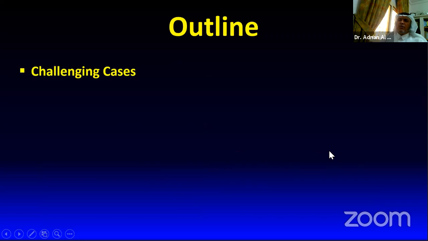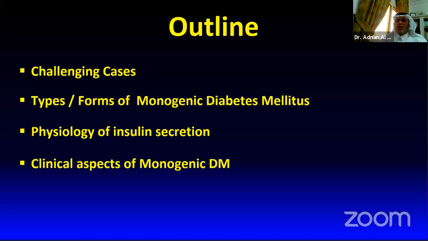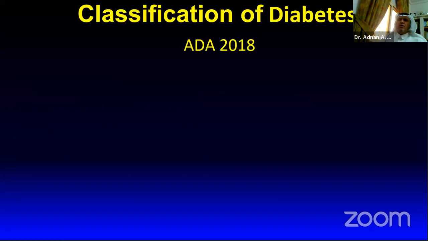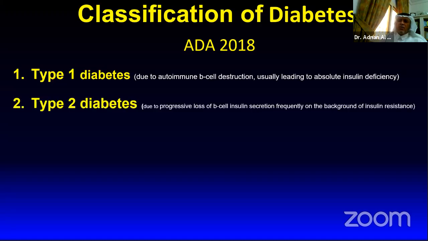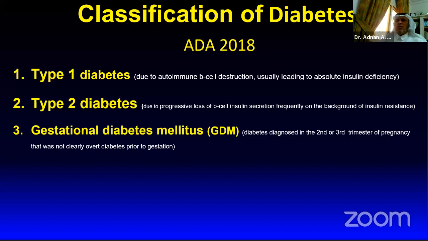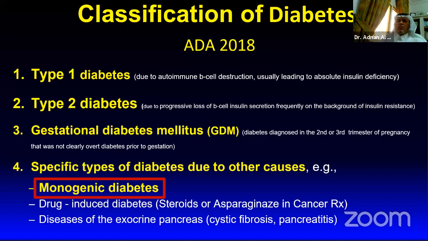This is an outline of my talk. I'll start with challenging cases, and then the forms of monogenic diabetes and physiology of insulin secretion, and then clinical aspects of monogenic diabetes, and then the diagnosis and treatment. So let's start with the background of monogenic diabetes. As you know, diabetes classification by the American Diabetes Association is either type 1 diabetes, which is the main diabetes in children. It's caused mainly by insulin deficiency, and then type 2 diabetes, which mainly has a background of insulin resistance, and then gestational diabetes, and the fourth is the rare types, which include monogenic diabetes and others.